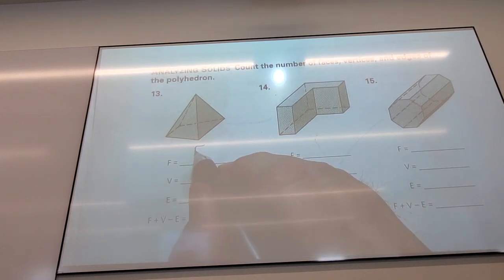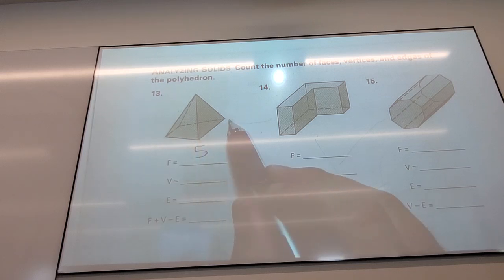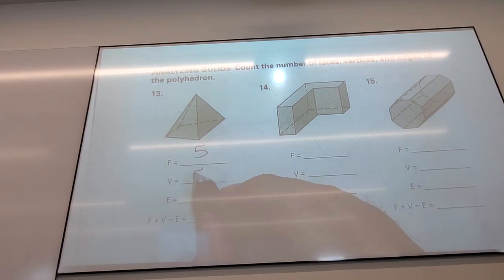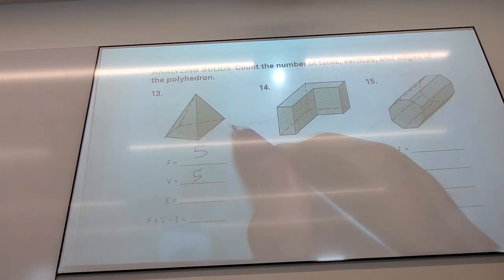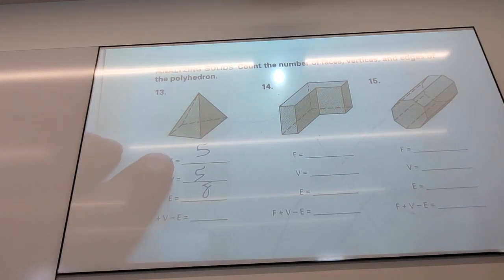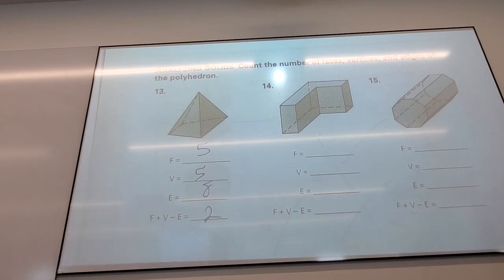How many vertices? 1, 2, 3, 4, 5 vertices. How many edges? Yeah, 1, 2, 3, 4, 5, 6, 7, 8. And then F plus V minus E is 2. That's exactly what it's supposed to be. So we talked a little bit about that relationship last week. It's just a neat thing that happens, right? Just a neat little observation to make.